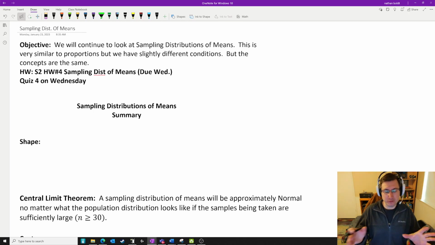All right, but we just kind of introduced this last week on a Friday. I realized it was a Friday, so we should probably talk about it some more. So sampling distributions of means, we're going to describe them, and we are going to find some probabilities using them once we ensure they are normal.